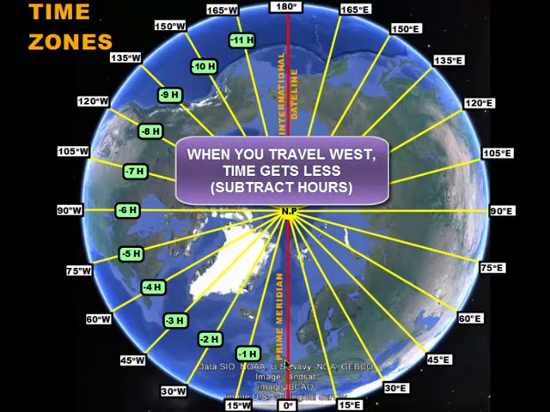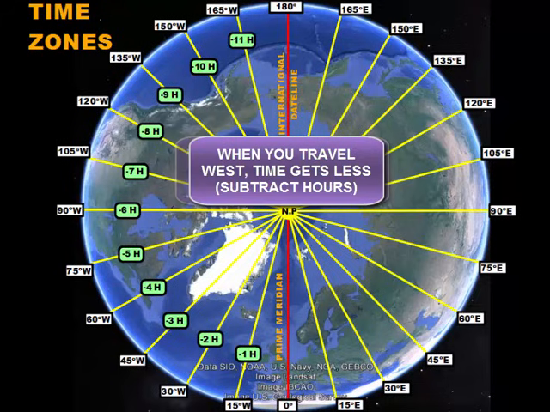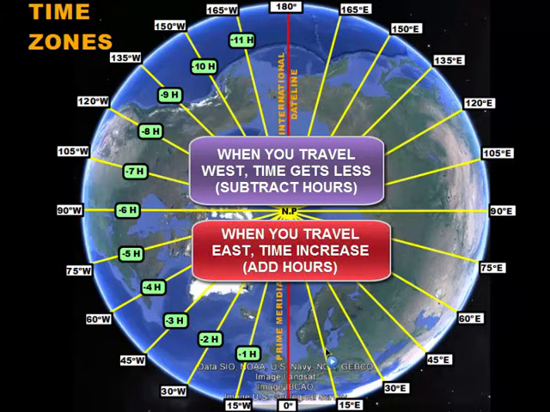So from the prime meridian to 15 degrees west, I lose 1 hour of time. If I travel to 30, well, that's 2 sets of 15, so I lose 2 hours of time. And if I go from 0 to 45, that's 3 sets of 15, so I lose 3 hours of time. Because remember, 15 degrees is worth 1 hour. So every 15 degrees I travel westward, I lose an hour of time. Now the opposite happens for the east. As you go east, time increases.